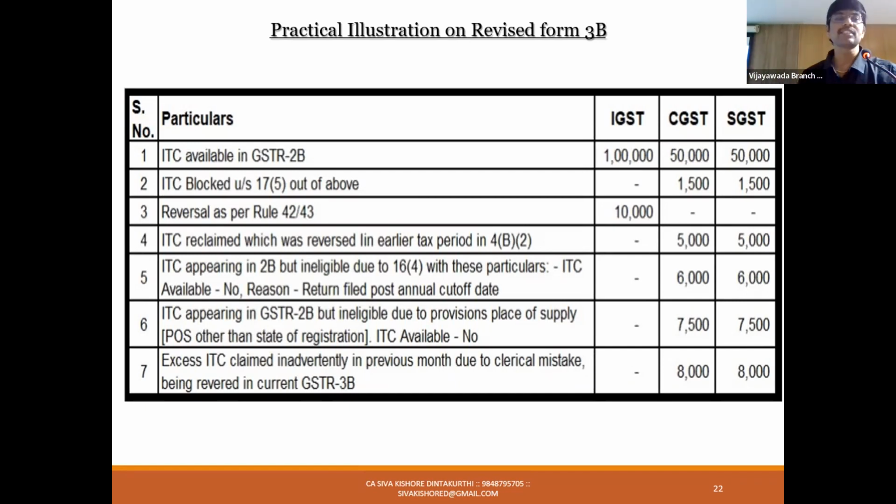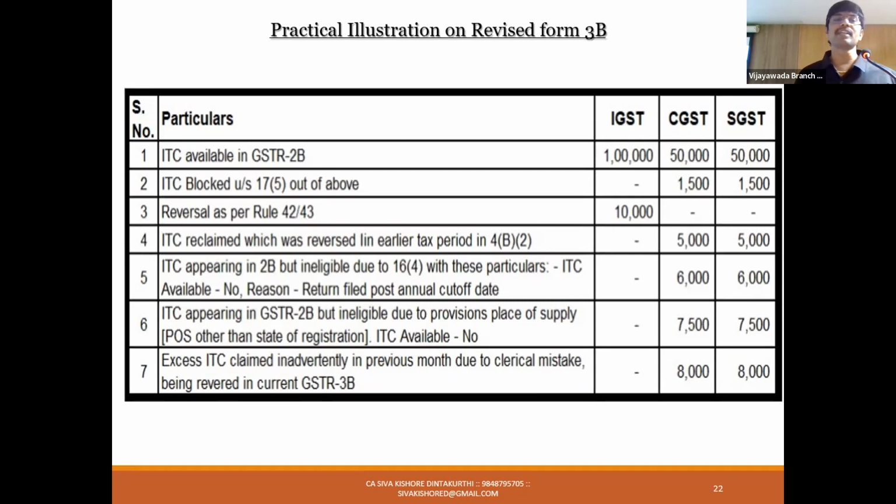ITC blocked under section 17(5), out of above. How much is it? 1500 comes under 17(5). Reversal as per Rule 40 to 43. That means they are supplying exempt as well as taxable goods, partly used for taxable, partly used for exempt, and common inputs are there. They have calculated 10,000.